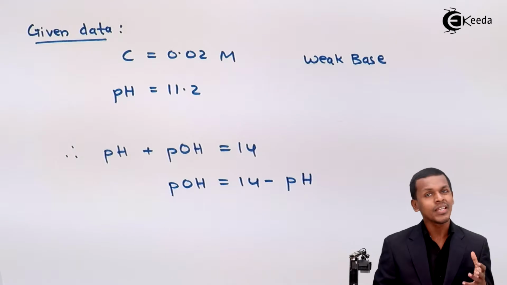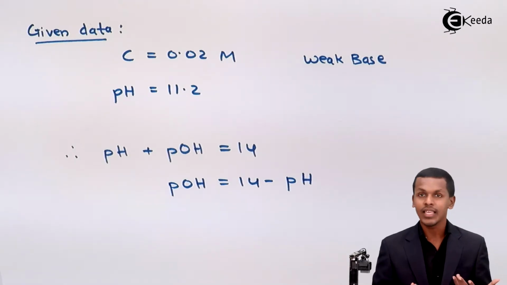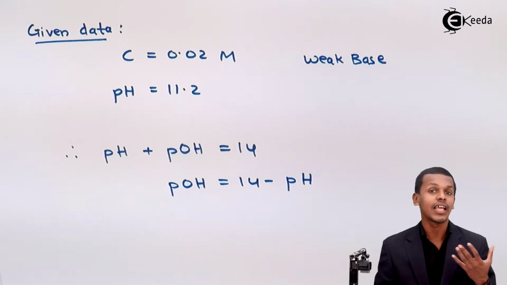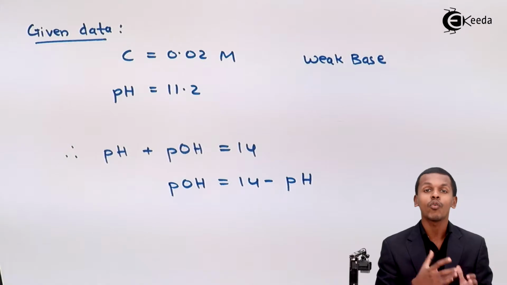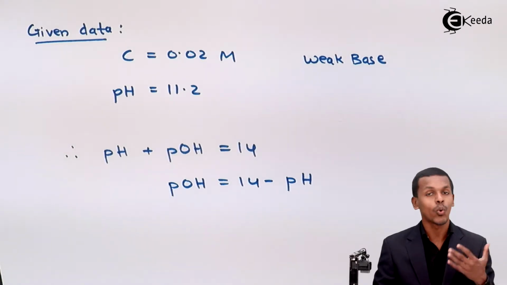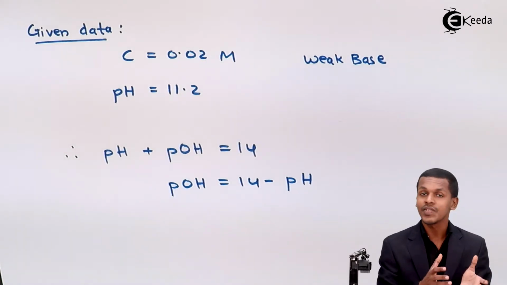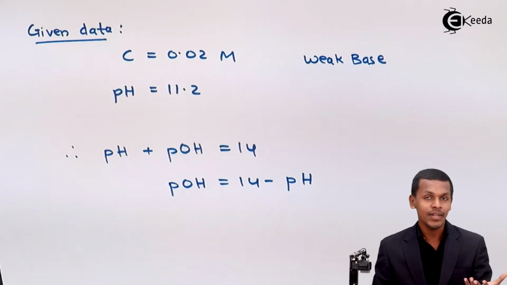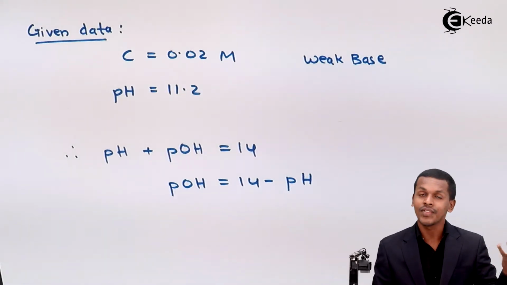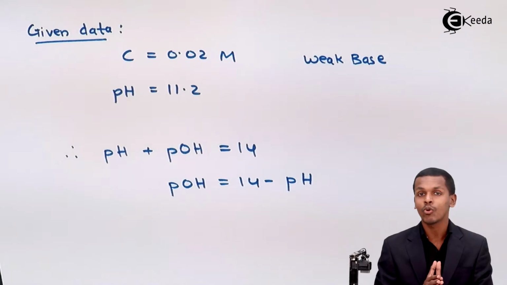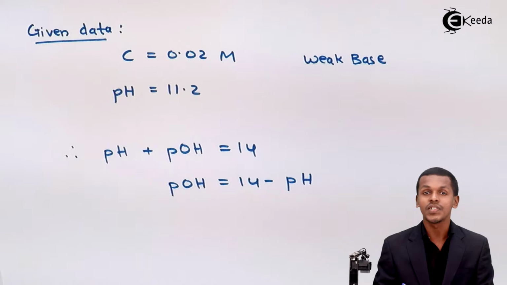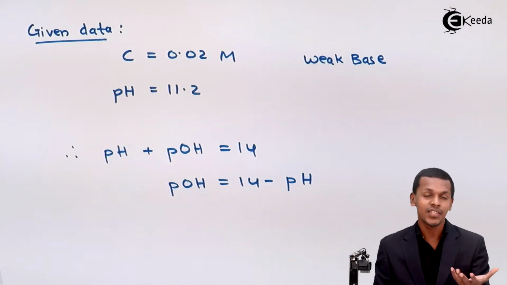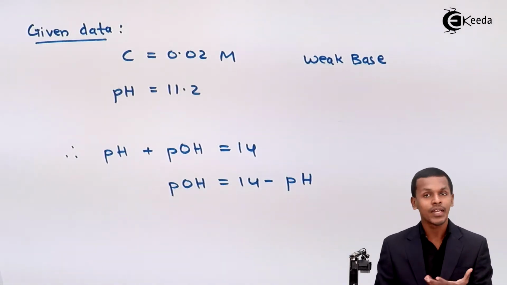But why are we calculating pOH, because the pH is already given to us? The main thing is that they have given us a weak base. Unless we know the concentration of OH minus ions present in the solution, how can we calculate the degree of dissociation of the weak base? That is the reason we are calculating the pOH, because pOH is related to a basic solution. So now we are going to substitute.